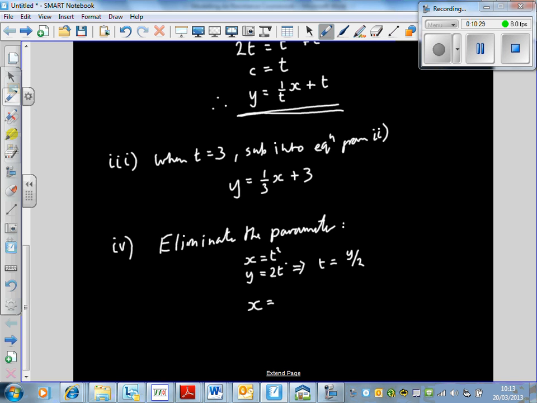And then subbing this back into the x equation, we have x is equal to t squared, which is y over 2 all squared. So this means that x is equal to a quarter y squared.